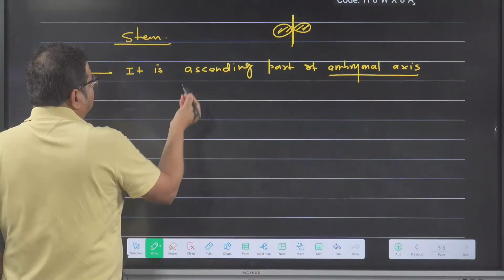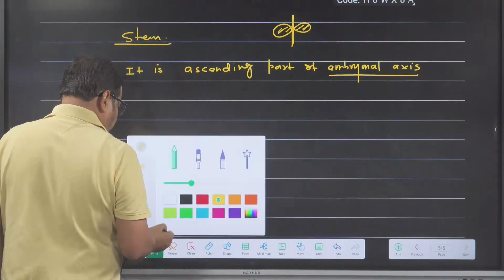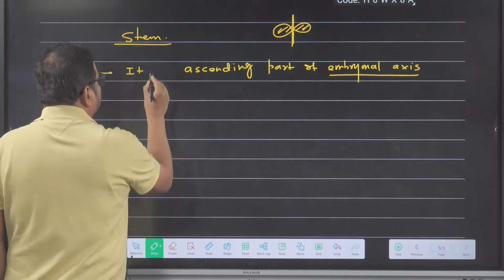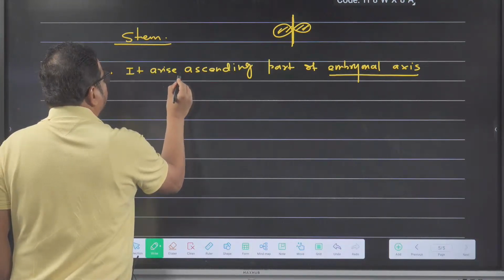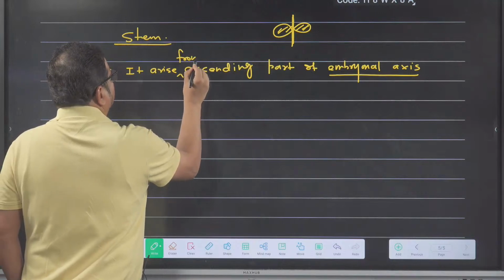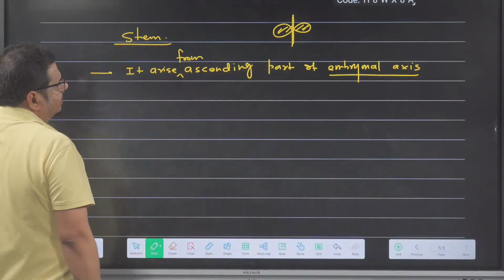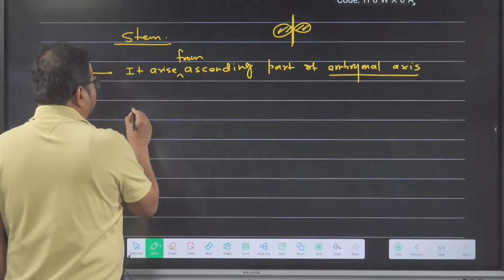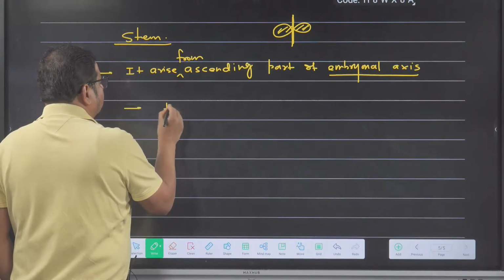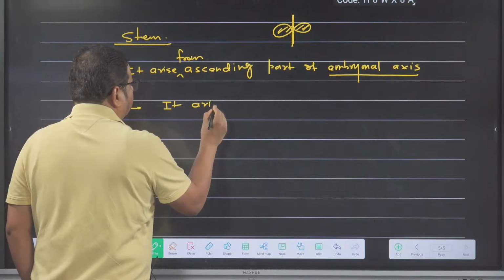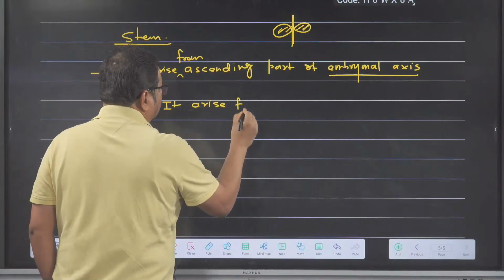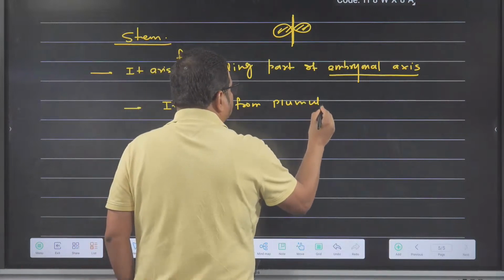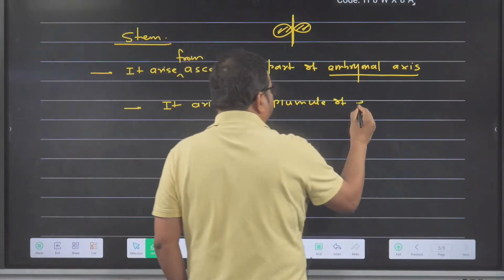Now basically, or better to write, it arises from, not it is, it arises from the ascending part of the embryonal axis. Got the idea? So if we talk about stem, it arises from which ascending part? Plumule of embryonal axis.